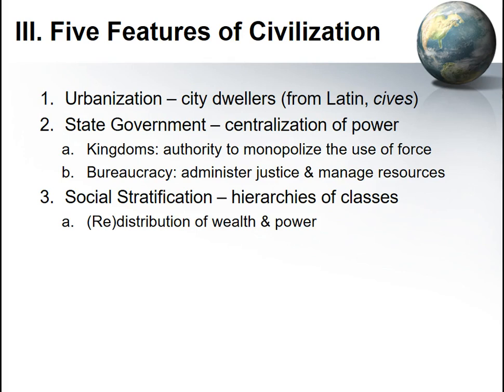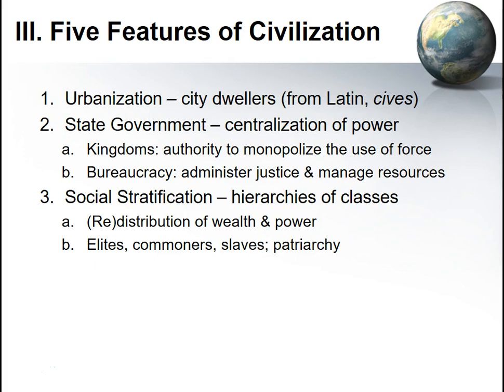What do we mean by a hierarchy of class, though? It's essentially the distribution, or if you want to think of it, redistribution of wealth and power. That is to say, wealth and power becomes concentrated among a few people, and we call those people elites. That is, these are the people at the top of the social hierarchy. For many civilizations, they are the bureaucrats. They're the ones who are actually running the government. Frequently, they are priests or people administering the spiritual life of the community.